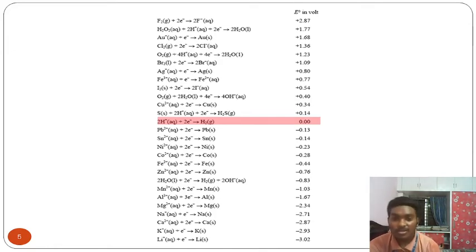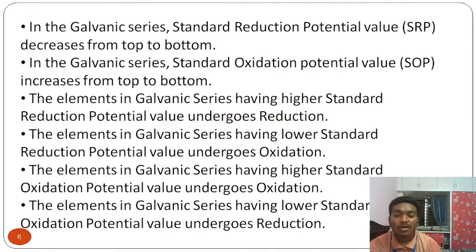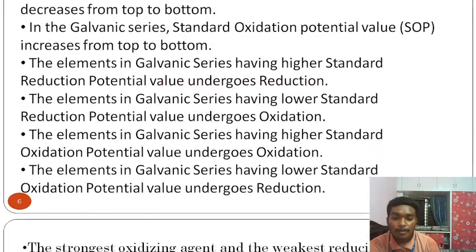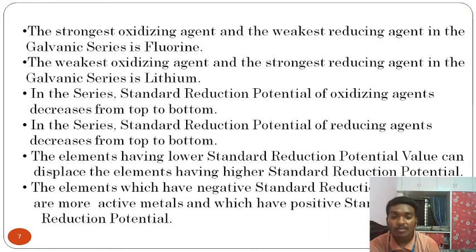They are available in free state, but the elements which are below the hydrogen have a lower reduction potential value. They are more active metals, so they can displace the metals above themselves. As you can see in the series, lithium can displace the elements present above it: potassium, calcium, sodium, magnesium, aluminum, hydrogen. Lithium is a more active metal because it can displace all the elements present above it.